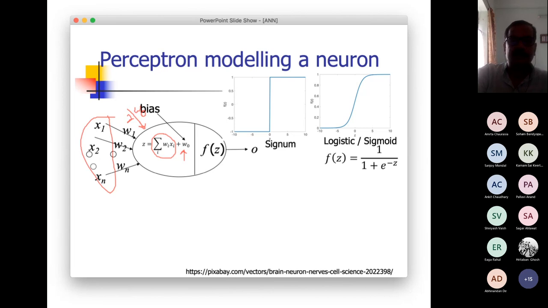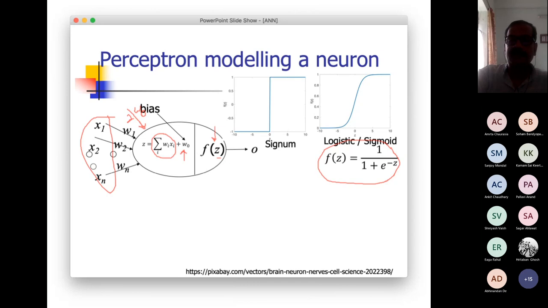Then this value is processed by a function, a nonlinear function, which finally gives you the output. In the previous example we used the sign function, giving 1 and -1. Or you can use other kinds of functions which give continuous values instead of discrete values, such as the sigmoid function. This function is a sigmoid, or sometimes we also call it the logistic function.